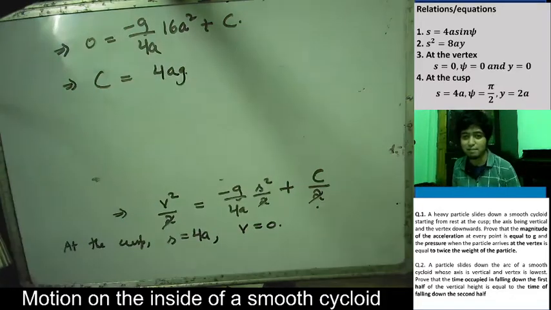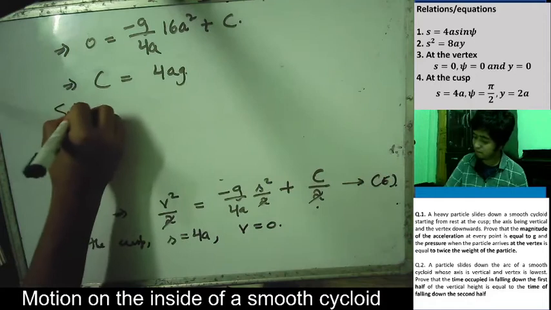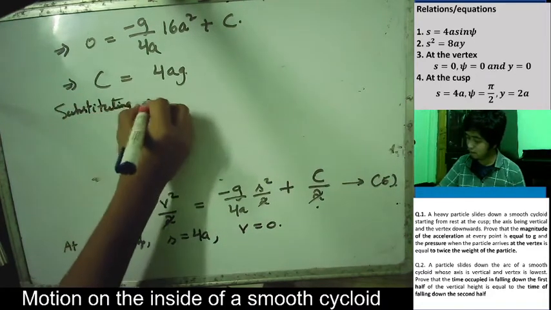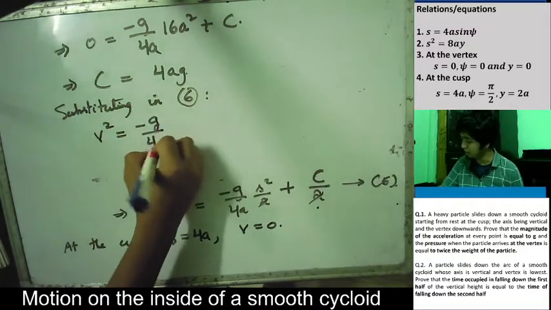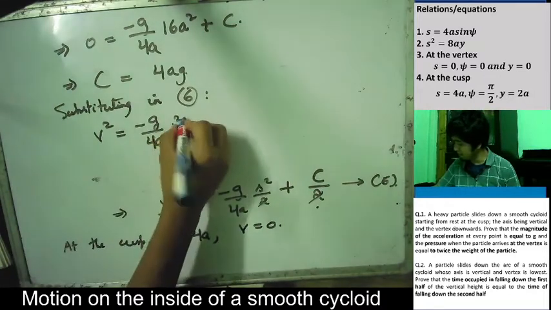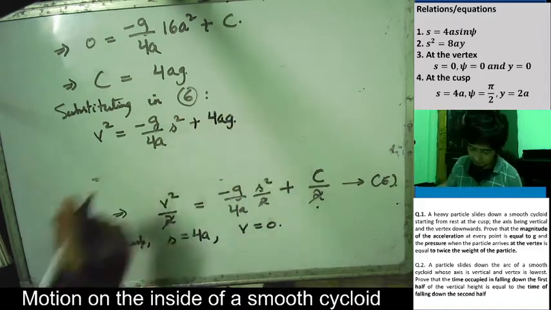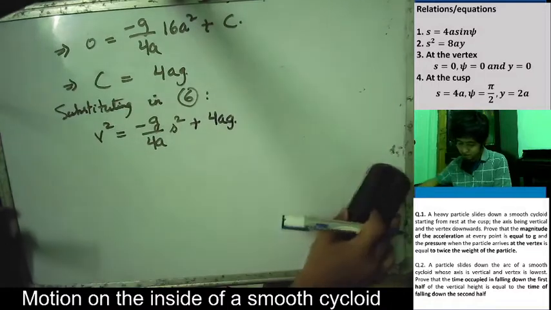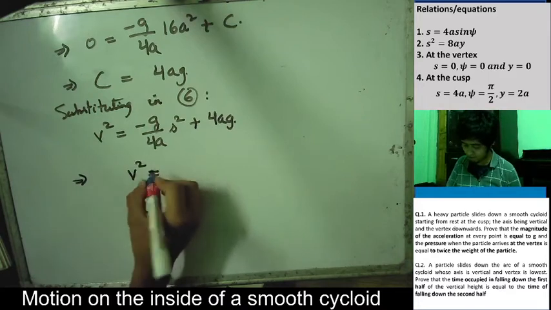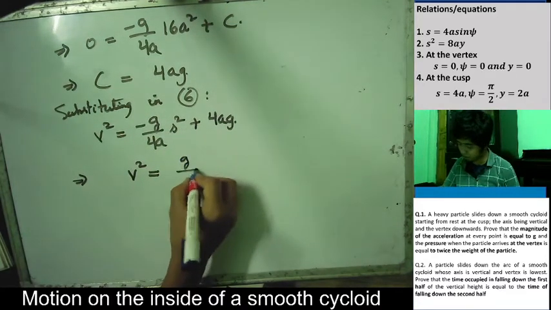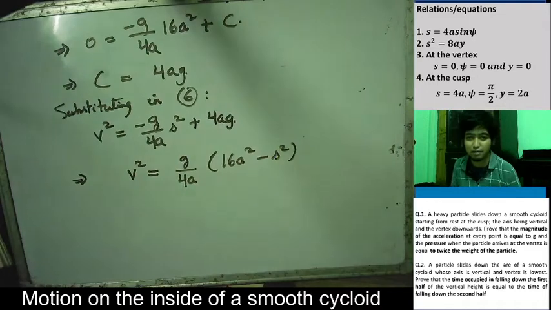Again, the steps are very similar. We have got up to equation 5, substituting in 6. In 6, we will be having v square equal minus g upon 4a s square plus c, that is plus 4ag. So we can write this as v square equals g upon 4a times 16a square minus s square, just like we did with the last exercise.